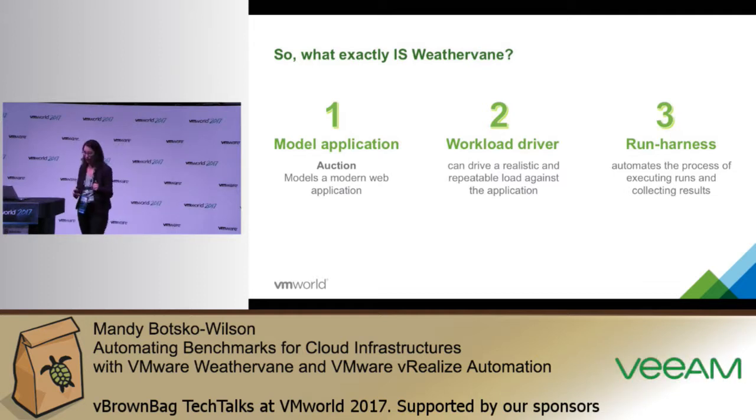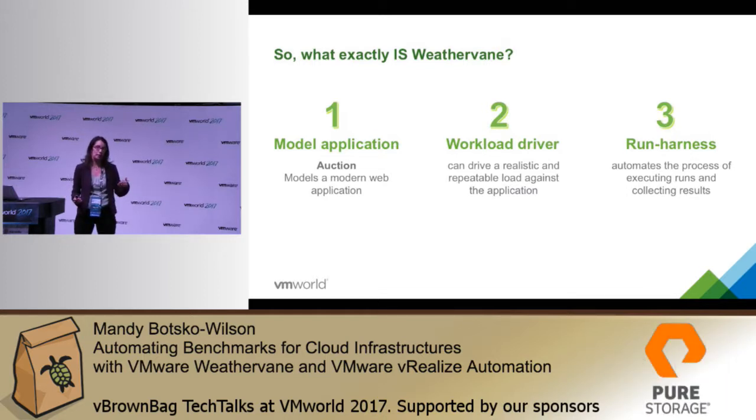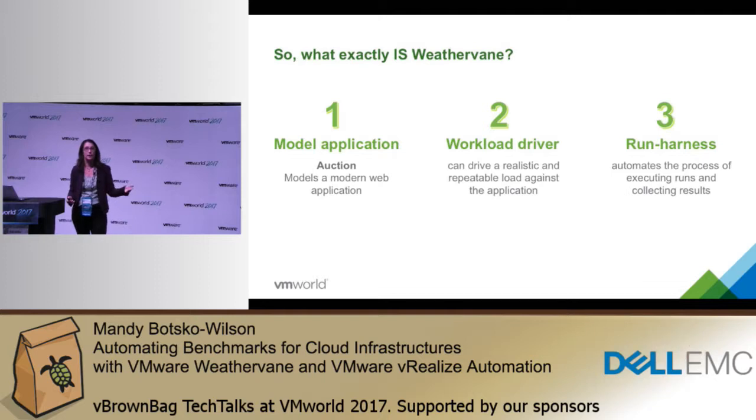It contains a model application so that you don't have to use your production application and re-architect it in different ways. It's been modeled. In this case, the first model that's available as part of the open source code is the auction application. It's a modern web application that's very typical. We're going to look at that infrastructure in a minute to see what the architecture looks like on that.